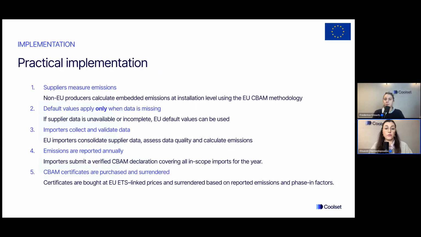And a few practical implementation steps here. Step one, suppliers measure your emissions.